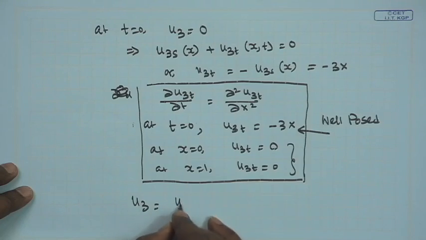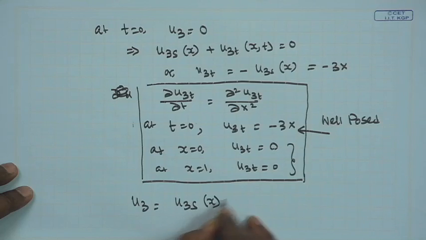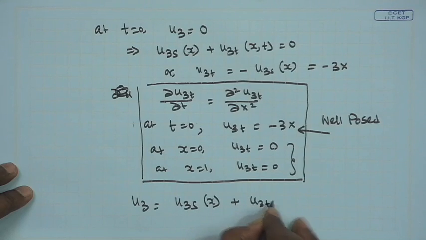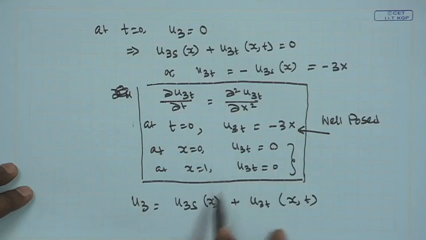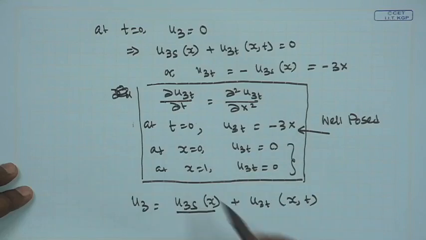So, once we do that, we can use the principle of linear superposition. So, u3 will be now the solution of u3s, which will be a function of x, plus u3t, which will be a function of x and t, both by solving this. We have already solved this part. This is nothing but 3x in our example, and u3t is the complete solution of this by using separation of variable that we will be looking into later on.